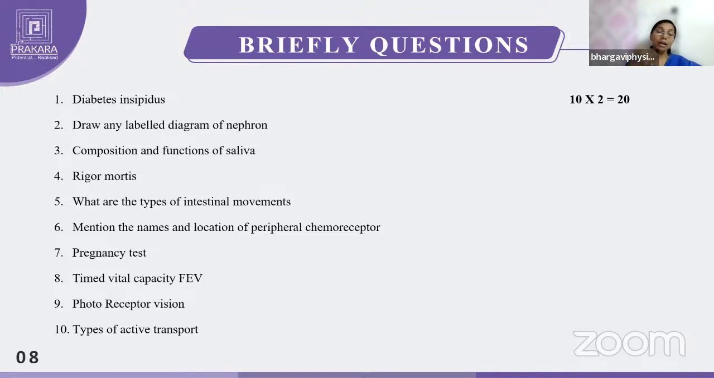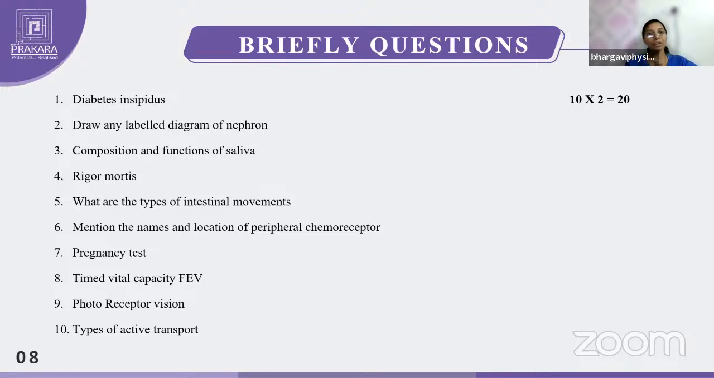Then next is the fifth question. What are the types of intestinal movements? Direct question: pendular, peristaltic movements, and all those things you have to mention. Just explain one basic point. What is meant by pendular movement? What is the meaning of propulsive movement, retropulsive movement? Like that, you have to write the basic point regarding each of the types of intestinal movement. If possible, write 1 point of usage. Only 2 points for each movement will be enough.